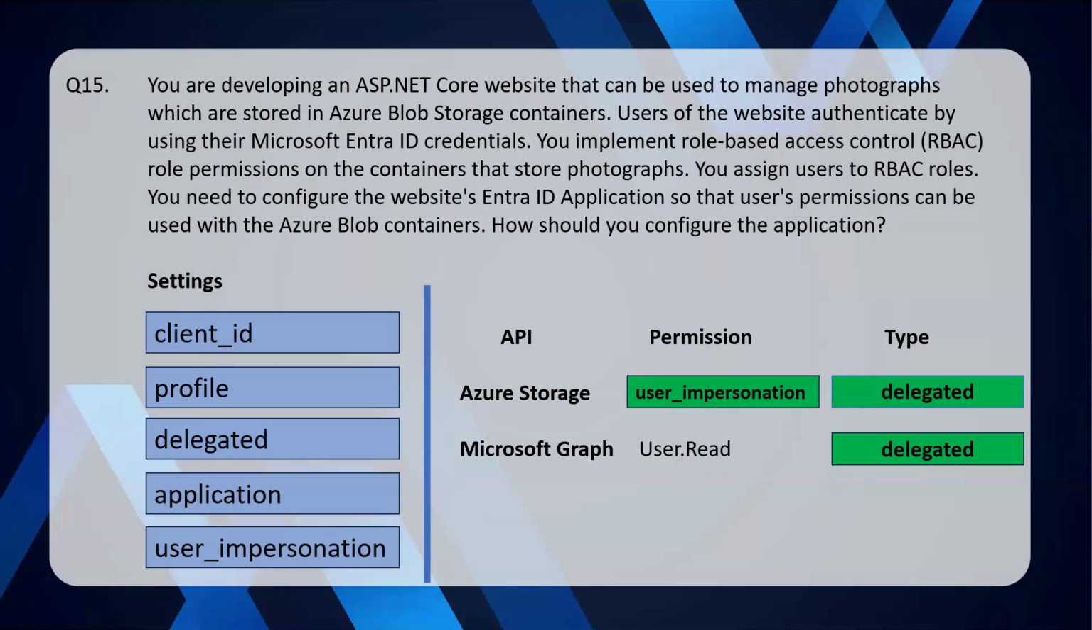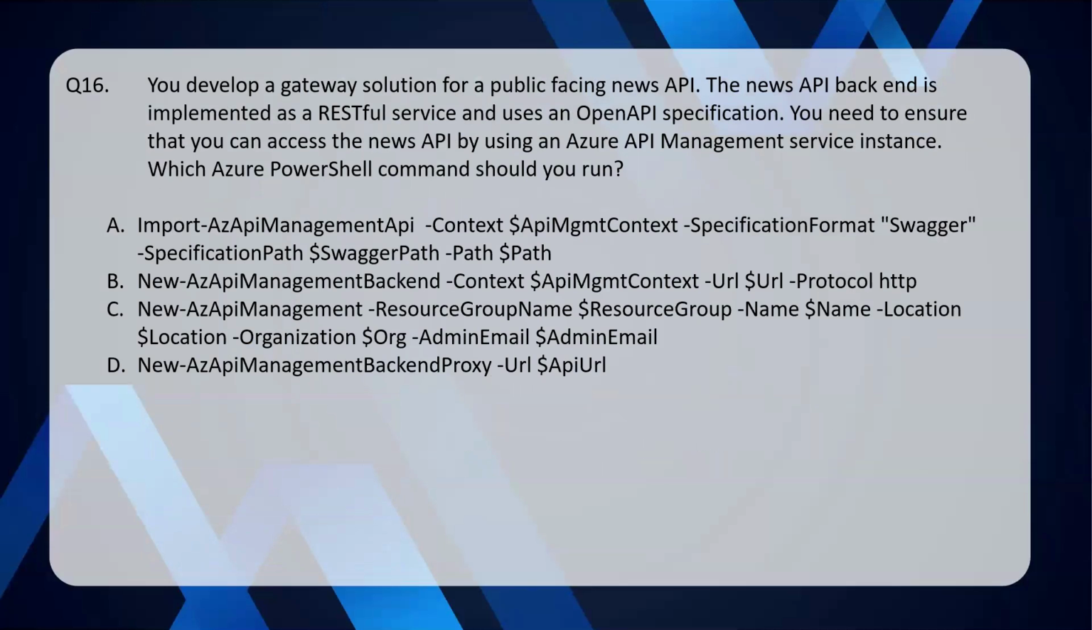Question number 16. You develop a gateway solution for a public facing news API. The news API backend is implemented as a RESTful service and uses an OpenAPI specification. You need to ensure that you can access the news API by using an Azure API Management Service instance. Which Azure PowerShell command should you run?